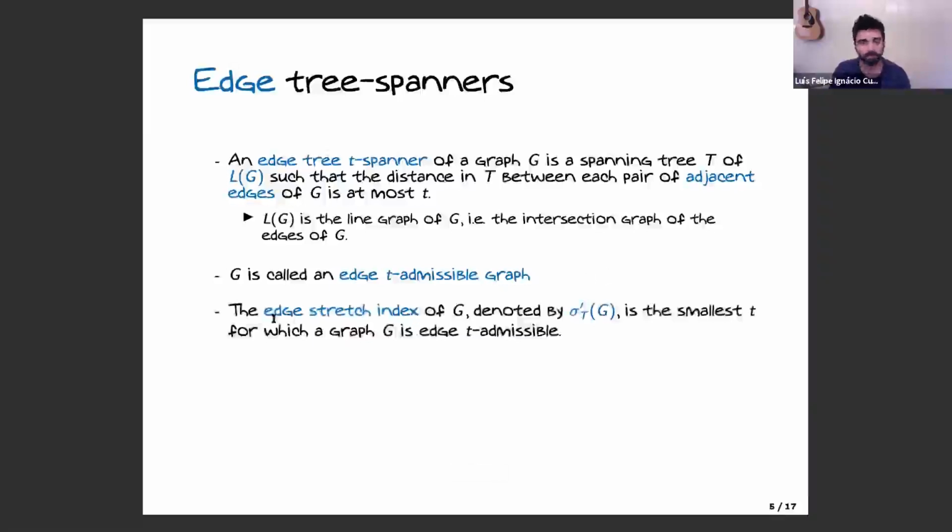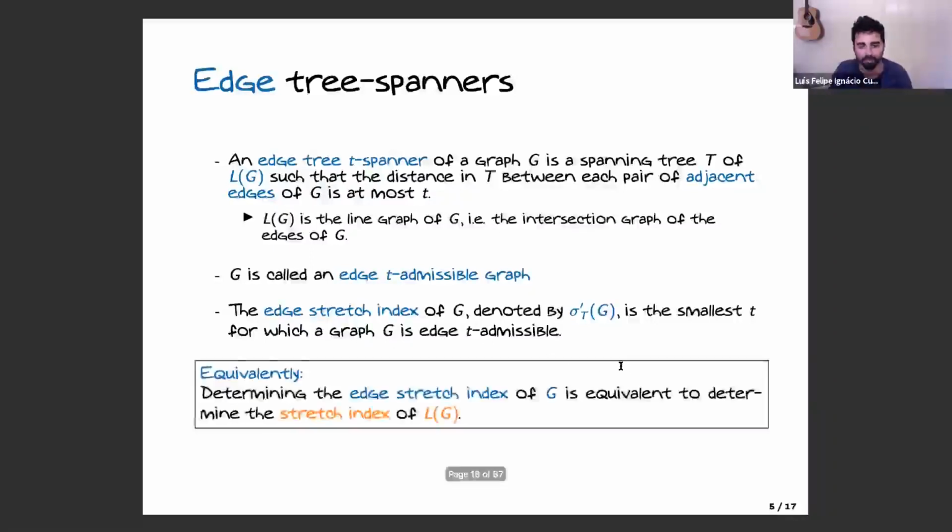And then what we are looking for is to obtain the edge stretch index of a graph, which is the smallest t for which a graph G is edge t-admissible. If we understand the definition, we see that this problem is equivalent to obtaining the stretch index of a line graph of a graph. So determining the edge stretch index of G is exactly the same as determining the stretch index of the line graph of the graph given as input.